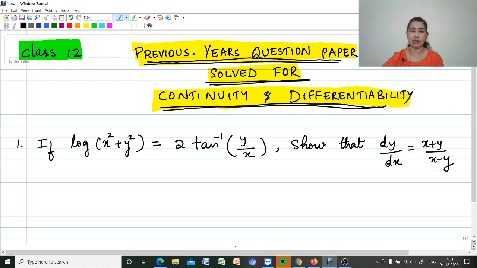Today I am discussing class 12 previous year question paper solved for the chapter Continuity and Differentiability. Moving on to the questions.